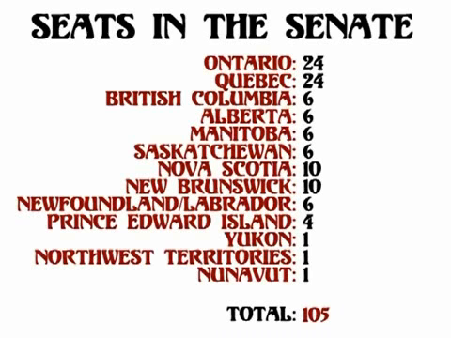The current Senate is comprised of 105 seats. They're not proportional to the population like the House is. Ontario and Quebec each have 24. BC, Alberta, Manitoba, Saskatchewan, and Newfoundland and Labrador each have 6. Nova Scotia and New Brunswick each have 10. PEI has 4, and the territories again each have 1.